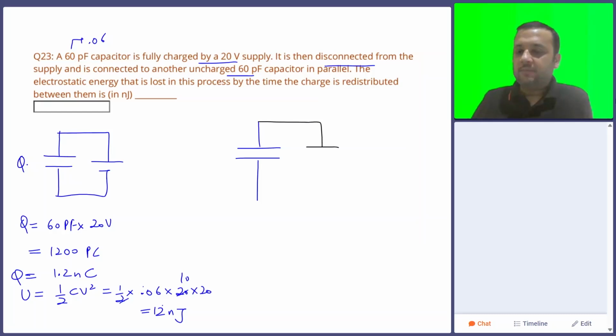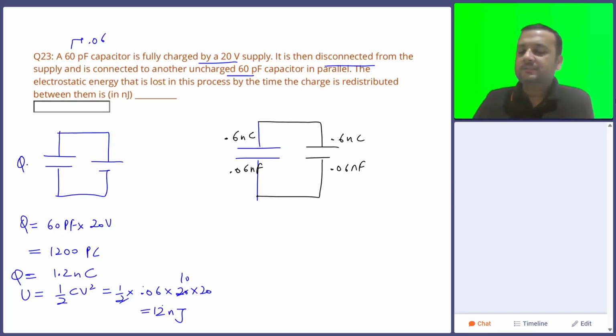Now what you are doing, you are distributing this into two identical capacitors. So naturally the charge will get distributed identically. So half charge it will get. So basically we can say that here you will get 0.6 nanocoulombs, and here also you will get 0.6 nanocoulombs. So charge is getting distributed equally. Yes or no? So now this is a 60 picofarad capacitor, that means 0.06 nanofarad capacitor, and this is also a 0.06 nanofarad capacitor.